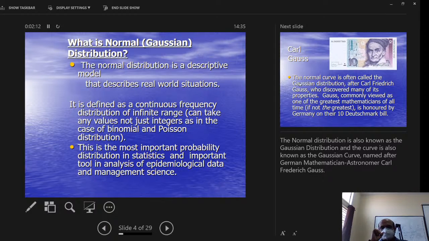What is normal distribution? The normal distribution is a descriptive model that describes real world situations, and it is defined as a continuous frequency distribution of infinite range that can take any value, not just integers as in the case of binomial or Poisson distribution. This is the most important probability distribution in statistics, an important tool in analysis of epidemiological data and management science.